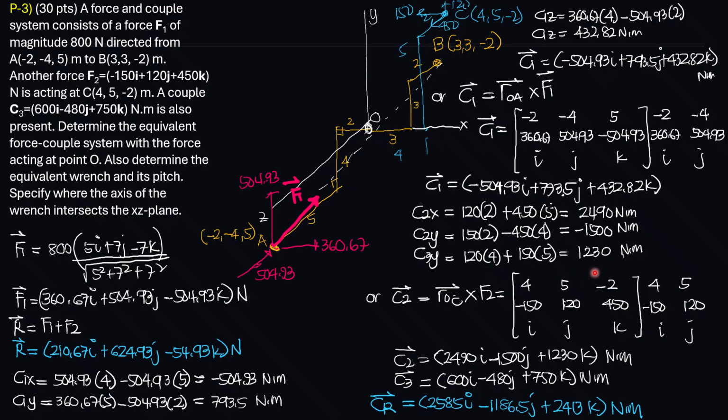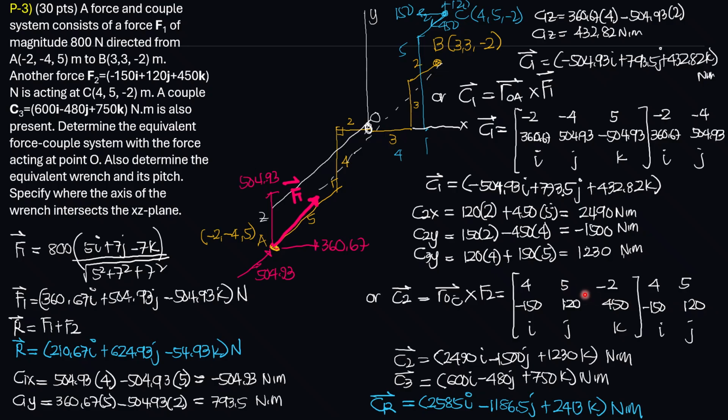In vector form, it should be ROC cross the force. So ROC cross F2. This is a vector, of course. The arrowhead, I think, was erased. So that would be 4, 5, negative 2 from the origin. Then the components of the forces: negative 150, positive 120, and positive 450. Then for the unit vectors, copy the elements of the first two columns.